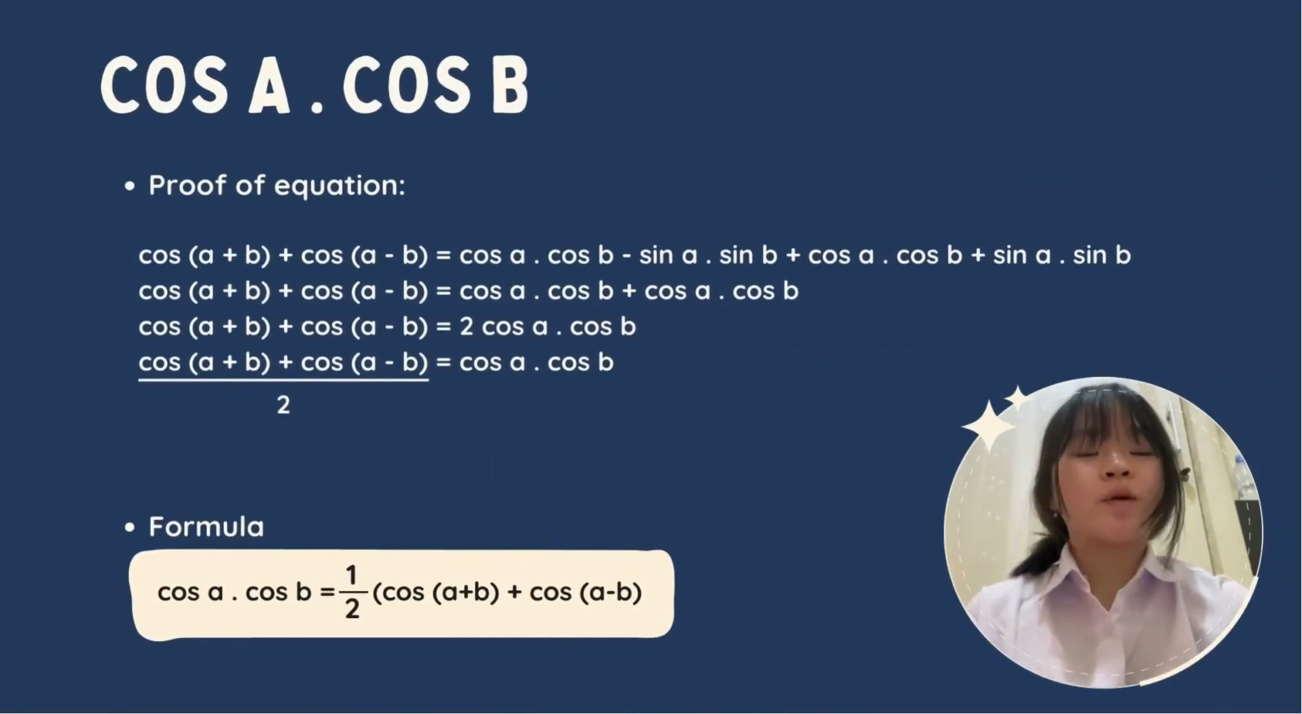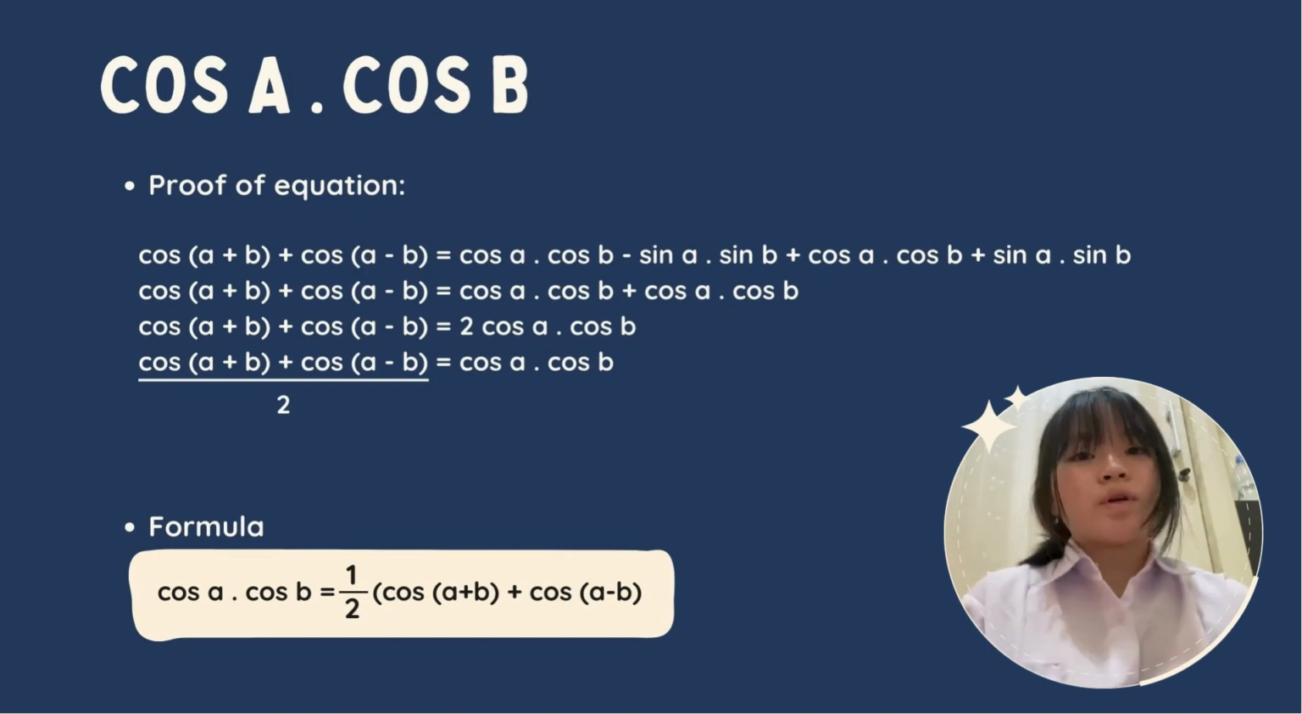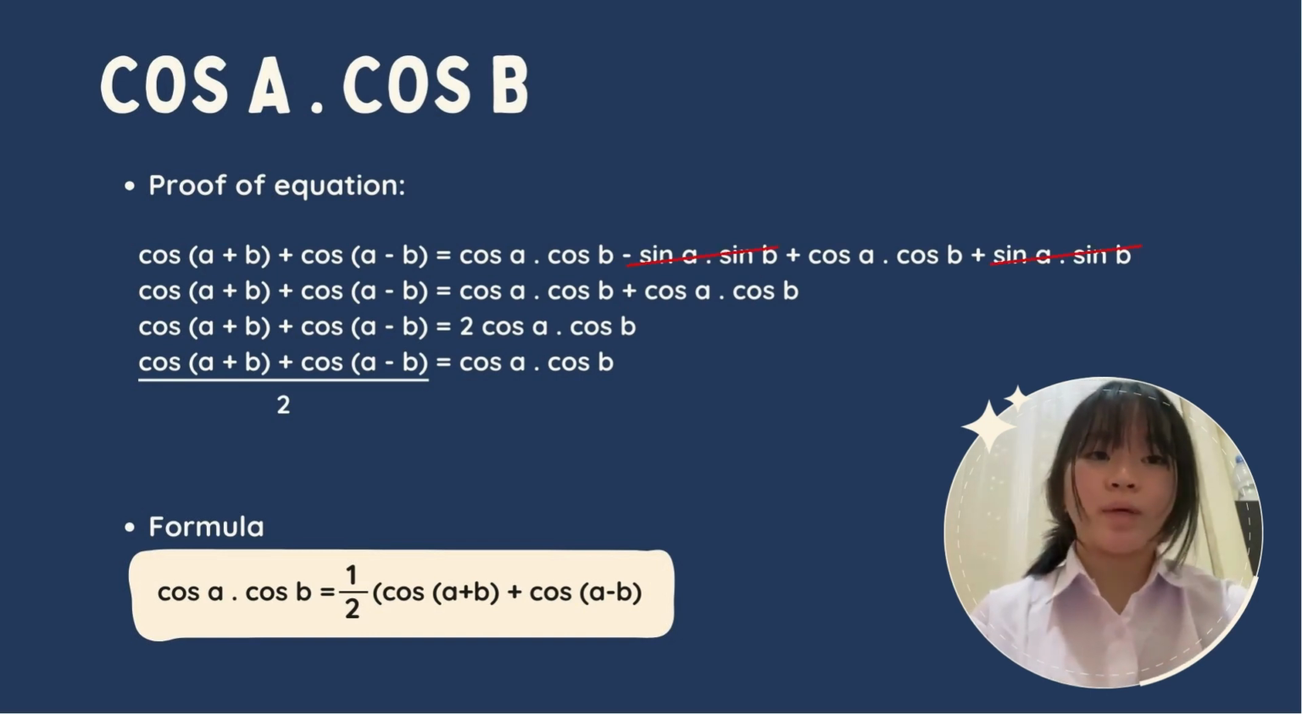Next, we're going to find the formula of cos A cos B. The formulas that we apply from the addition and subtraction of angle formula are cos(A + B) = cos A cos B minus sin A sin B, and cos(A - B) = cos A cos B plus sin A sin B too. We're doing it from the back because we're going to prove our formula to find out whether it is real or not.